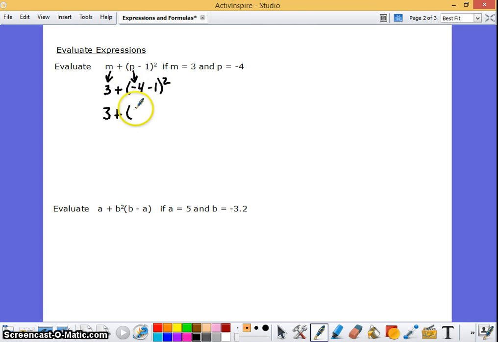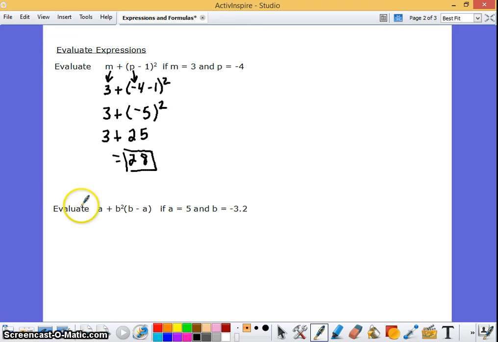That gives us 3 plus negative 5 squared. Now we want to deal with the exponent, which is the squared. Negative 5 squared is, and in case you aren't positive, it's negative 5 times negative 5, or 25, so 3 plus 25. Now we want to add, so 3 plus 25 equals 28. That is the answer you would have.